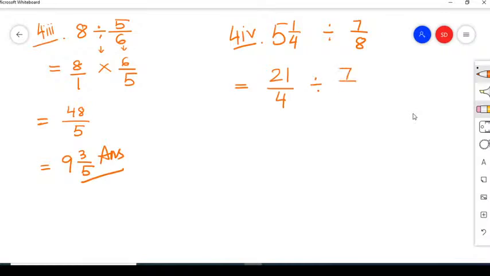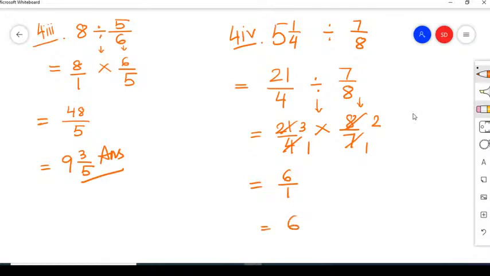21 by 4 and this is 7 by 8. Now 21 by 4 will remain the same. So this will change to multiplication and this will change to 8 by 7. Yes, do we have such chances of cancellation? Yes. 4 ones are 4, 4 twos are 8, 7 ones are 7, 7 threes are 21. So 3 twos are 6 by 1, which is equal to just 6.